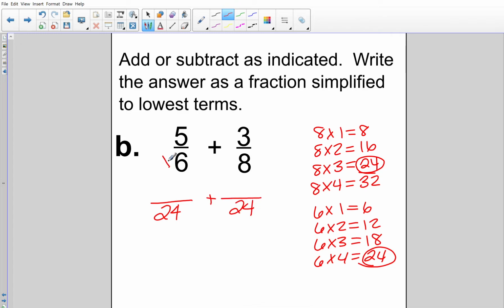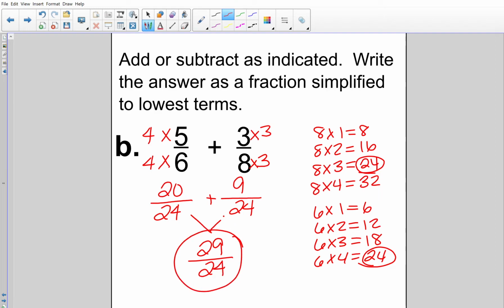So 6 times 4 and 5 times 4 gives me 20. And 8 times 3 and 3 times 3 will give me 9. So I'm set. So I just need to add them together, and I have 29 over 24. And that is a perfectly good answer. Just because it's improper doesn't mean that it's not reduced. So reducing means I can divide evenly out of each of those. It doesn't talk about the form that it's in. So it can be mixed or improper, okay, as long as it's reduced.